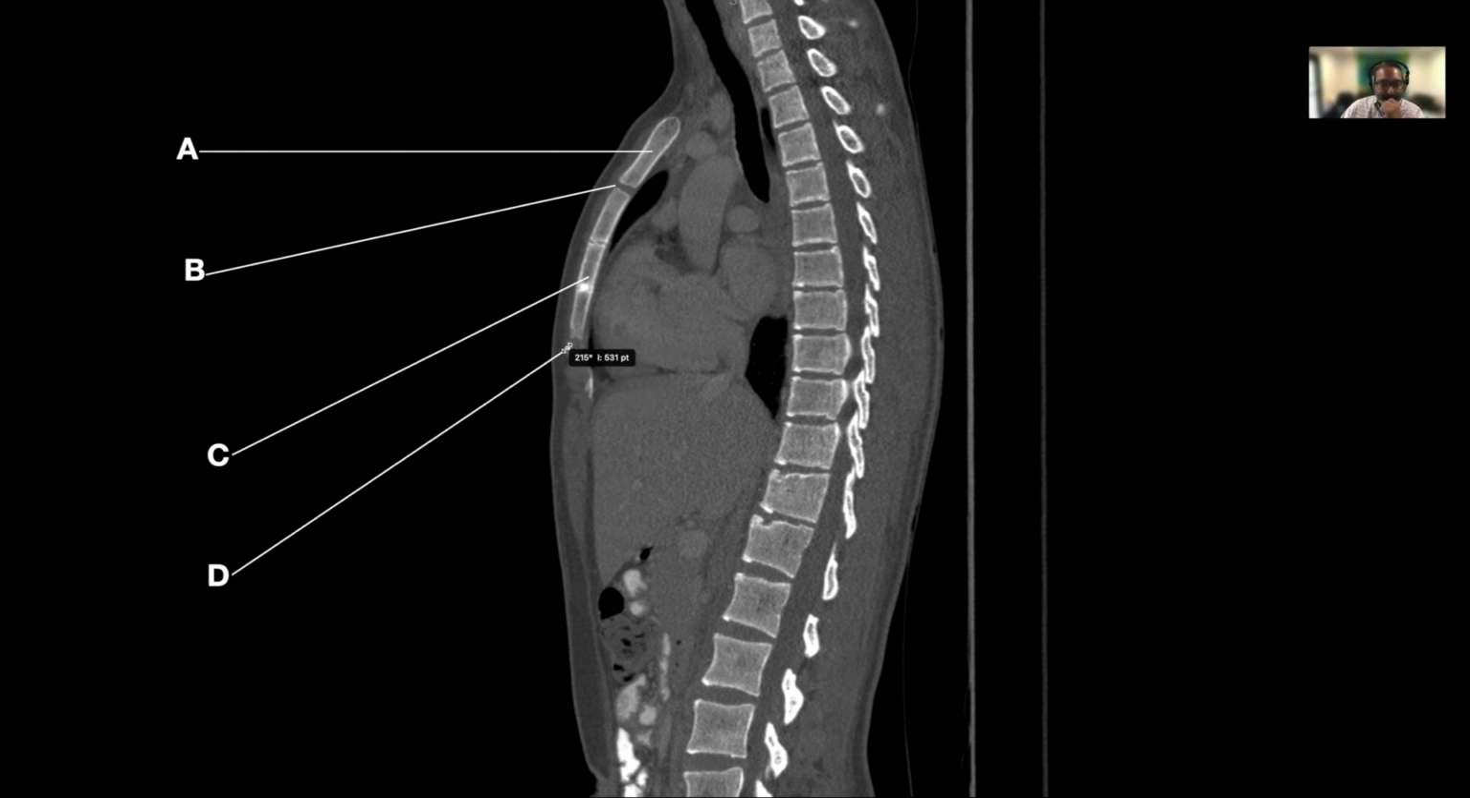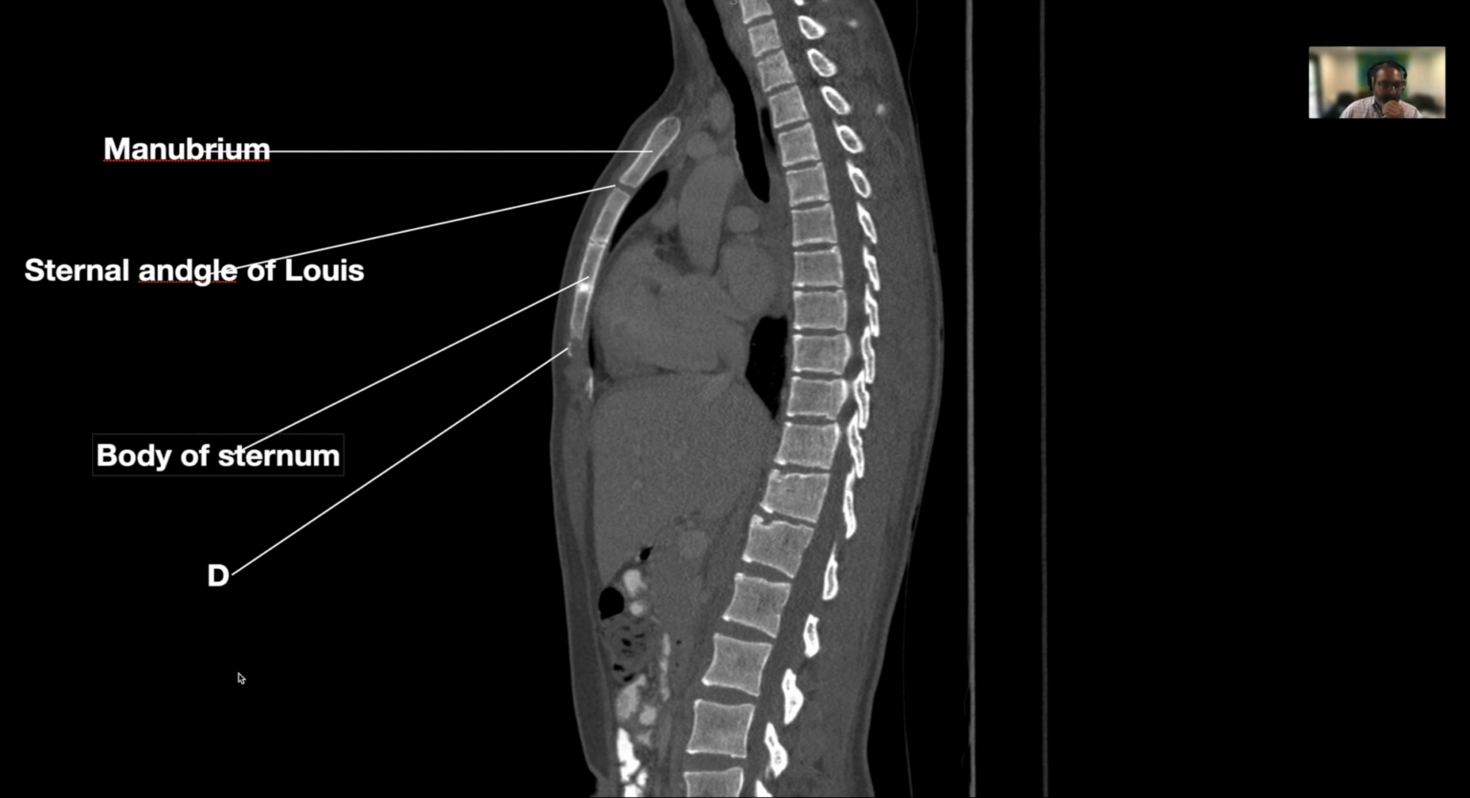Let me fix D for you. A would be the manubrium. Sternal angle of Louis. How do you spell that? L-O-U-I-S, is it? No, there it is. It's corrected, yes. And yep, body of sternum. Xiphoid process. Correct.